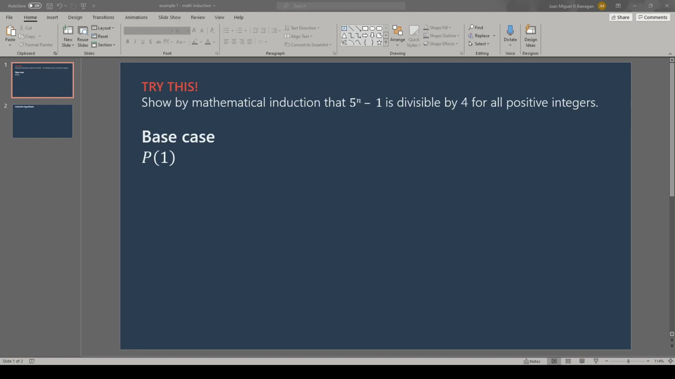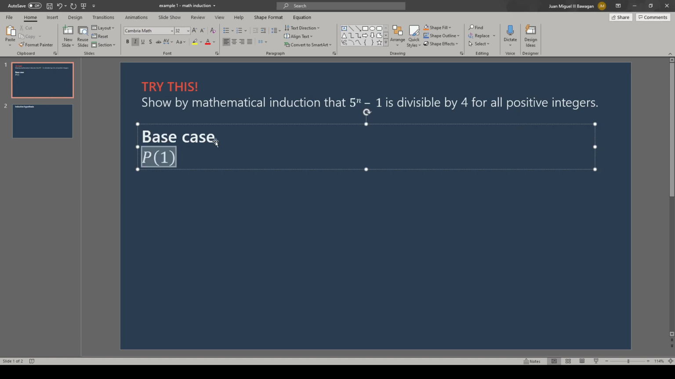Okay, so let's answer the problem from the lecture. Show by mathematical induction that 5 raised to n minus 1 is divisible by 4 for all positive integers. So let's first prove that it works for the base case. The smallest possible positive integer is 1. So let's start with that and substitute 1 to n.